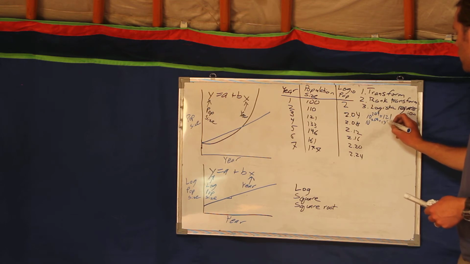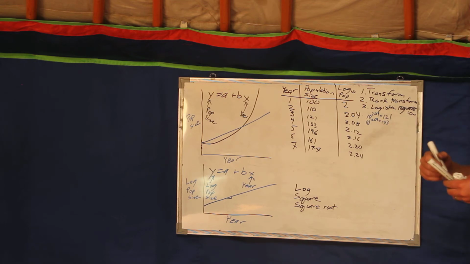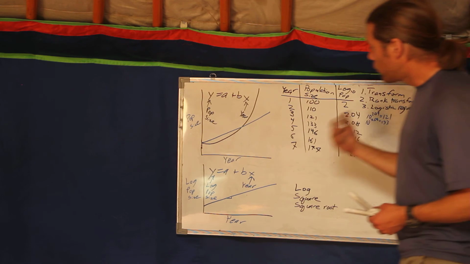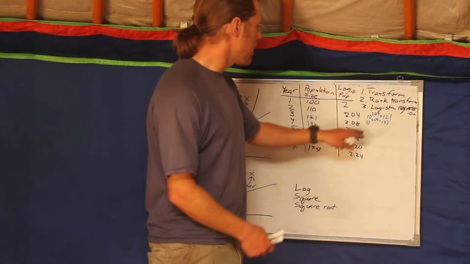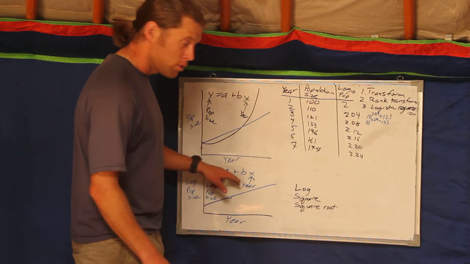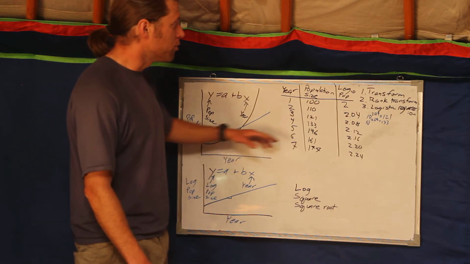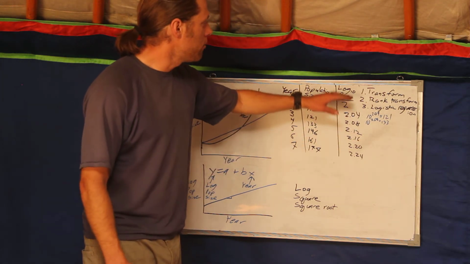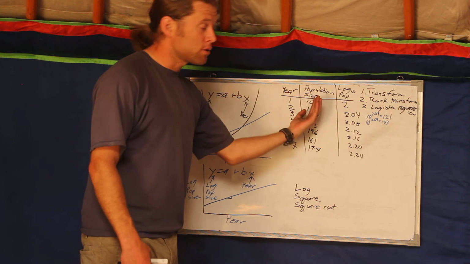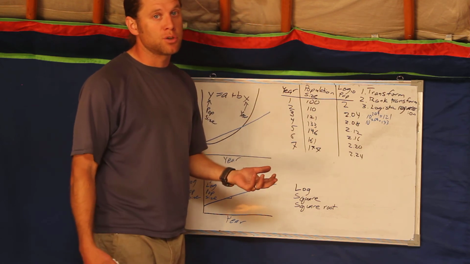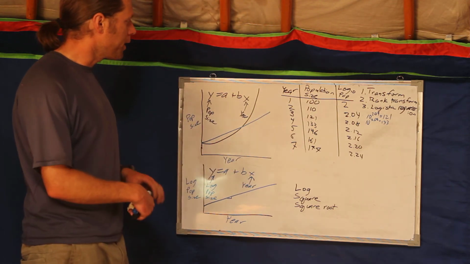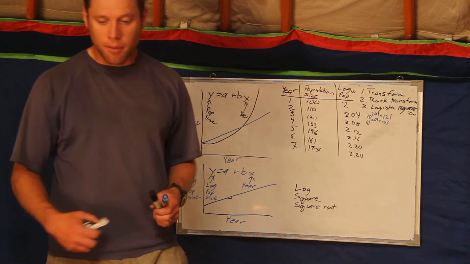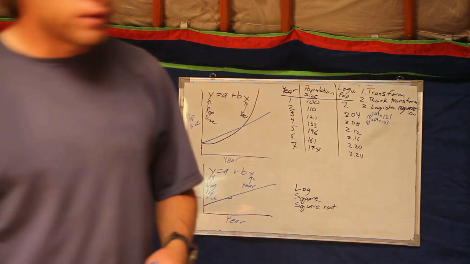equals 133. So you have to reverse transform it. When you're talking about this linear regression line, you have to reverse transform your transformation back to the original to actually have it make biological sense. Okay, I'm going to stop there and then we'll go on to the next two.